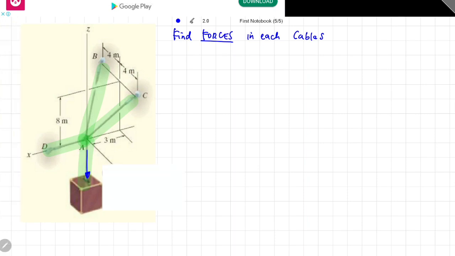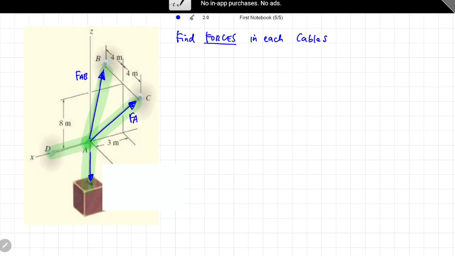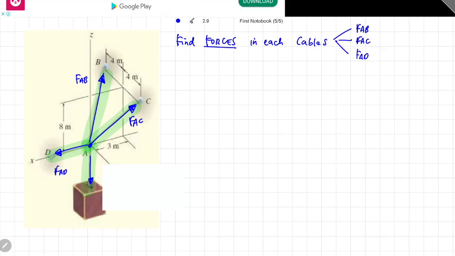The one connected to the crate is bounded by the weight of the crate. So kita tahu weight of the crate is 40 kilonewton. So we don't have to find what is the force of this particular cable. So the remaining cables left in this system would be cable AB, and we need to find the tension force of FAB, and cable AC, and also cable AD. So we need to find the tension force of 3 cables. So kita tahu the tension of the cable connected to the crate is subjected to the weight of the crate. So given the weight of the crate is 40 kilonewton, that is our tension force over here.